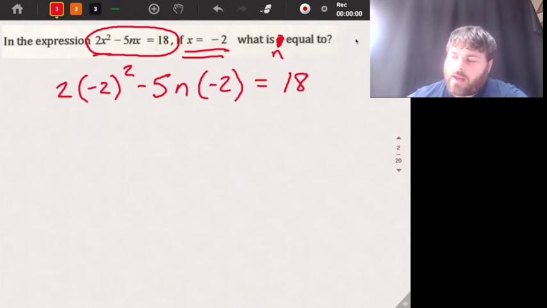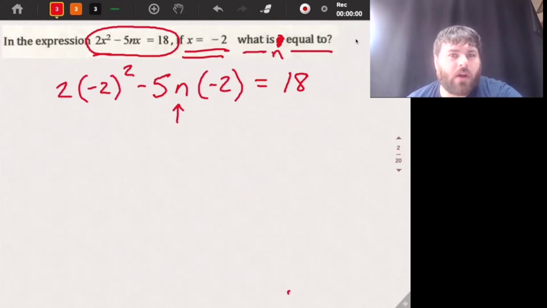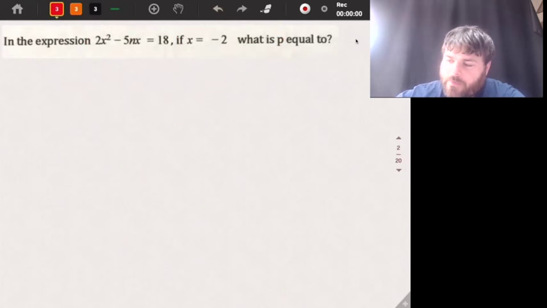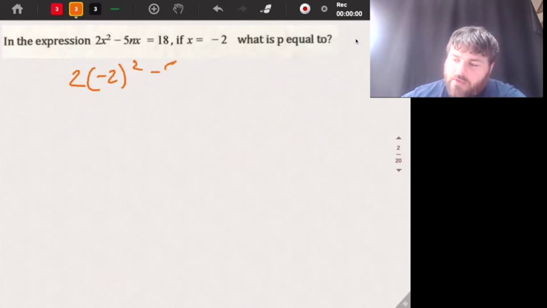Now I don't know what n is, okay? But the question asks, what is n equal to? So that sort of sounds like solving. So I need to solve for n here. And remember, that sort of means I need to get n by itself. So I need to go ahead and get rid of all these other things that I see. I need to get rid of this, all this stuff, this. All right. So 2 times -2 squared minus 5n times -2 equals 18.